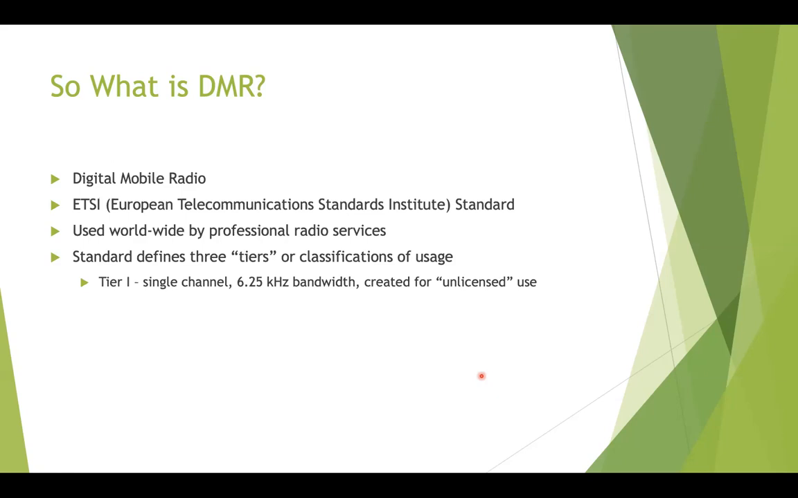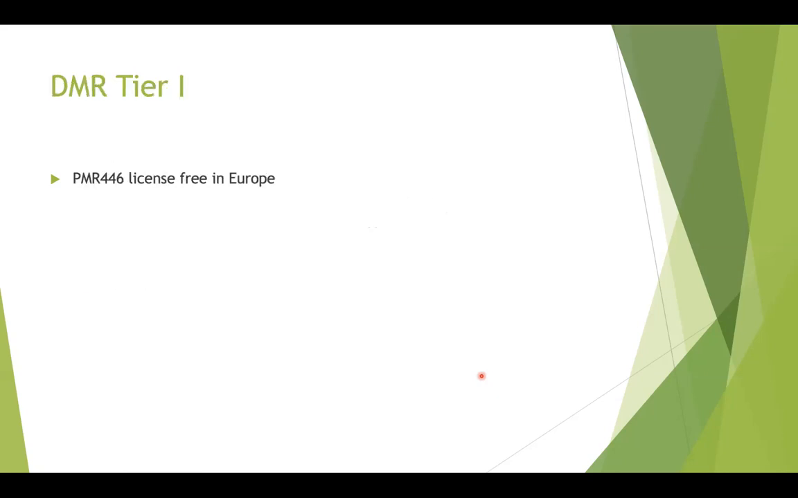Tier 1 was created specifically for unlicensed use. It's used on PMR 446 in Europe. I don't believe it's license free here in the US, although it could be. I'm not sure. I didn't dig into that very far.